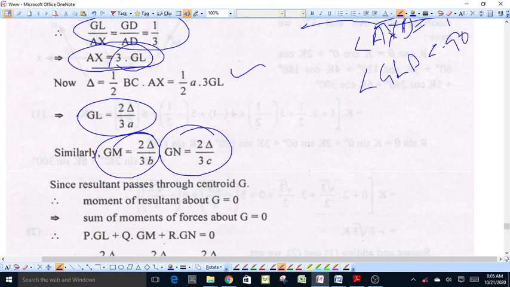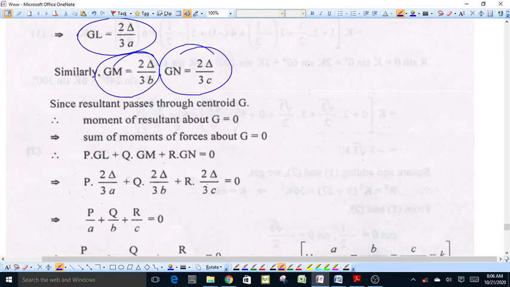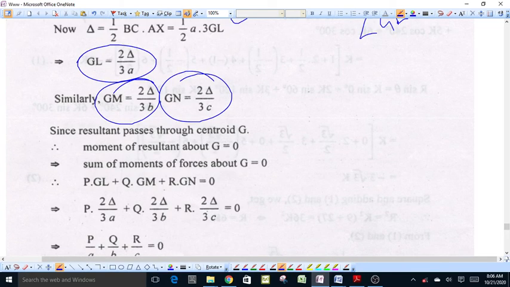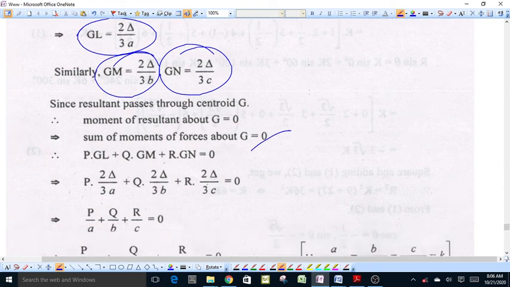Also, the resultant passes through the center G, therefore the moment of the resultant about the point G will be equal to 0. Therefore, the algebraic sum of the moments of all the other forces whose resultant passes through G will be equal to 0. That is, P into GL plus Q into GM plus R into GN will be equal to 0. By putting the values of GL, GM and GN, we get P into 2 delta upon 3a plus Q into 2 delta upon 3b plus R into 2 delta upon 3c is equal to 0.